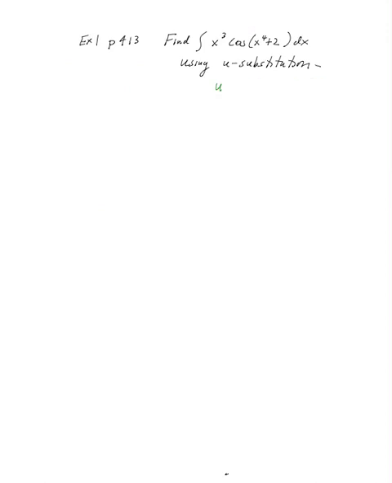I let u be the inside function. Okay, if I've used chain rule, I've got a composite function. I've got an outside and inside. I let u be the inside function. So I let u be x to the fourth plus 2.